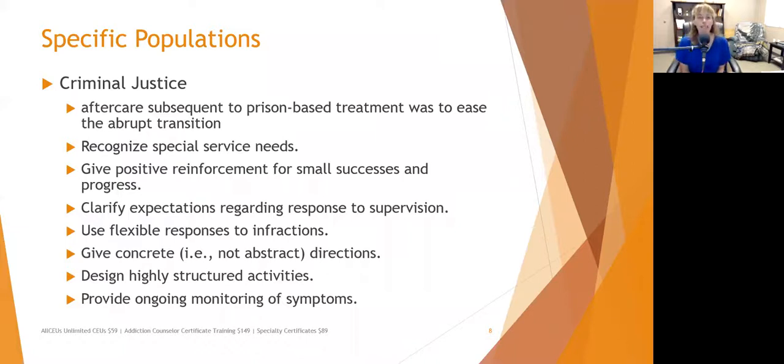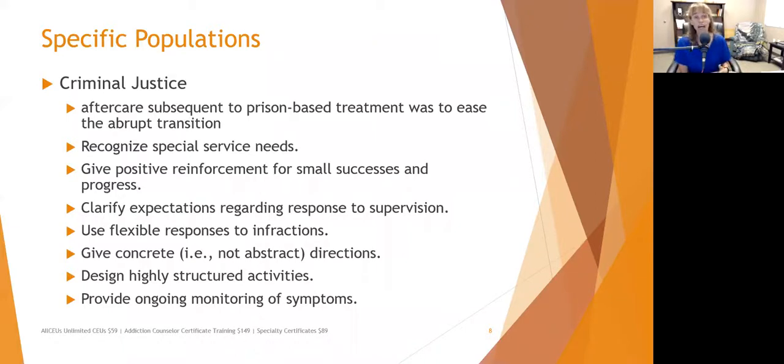Okay, we need to recognize special service needs of the criminal justice population. A lot of times when they walk out of those doors, they can either go back to a dysfunctional environment from which they came, which is probably one of the reasons they went to prison in the first place, or we can help them figure out how to get housing, or they may not even have housing. So we need to recognize that.